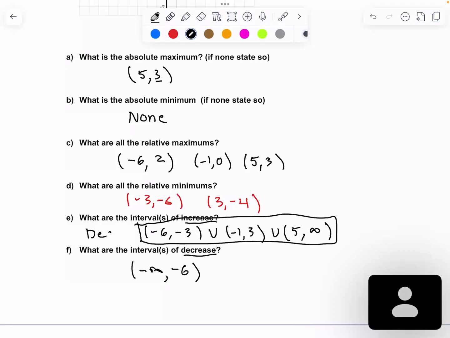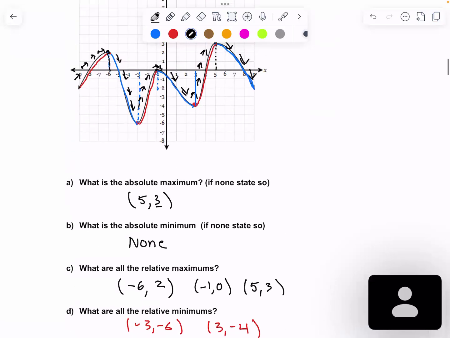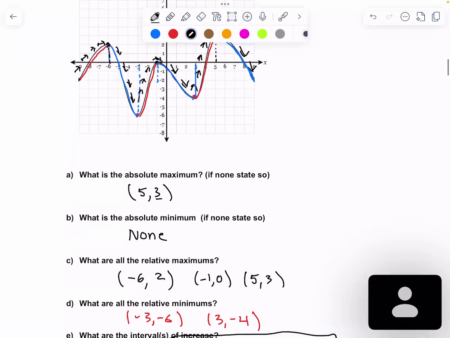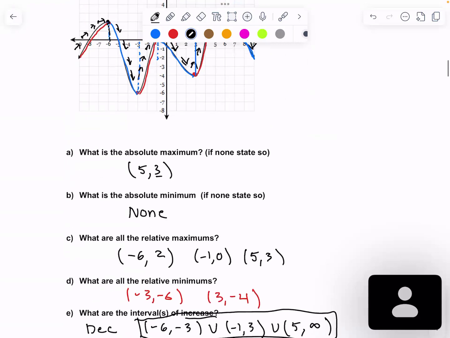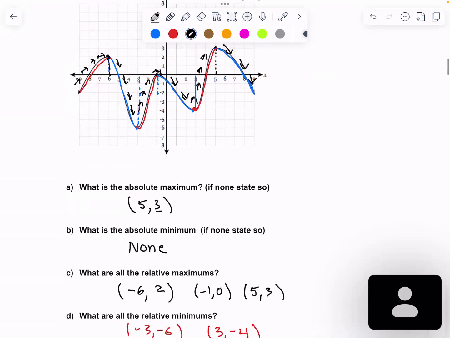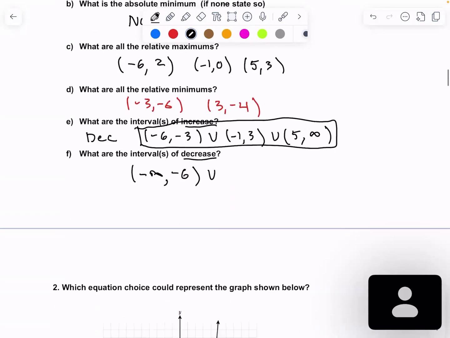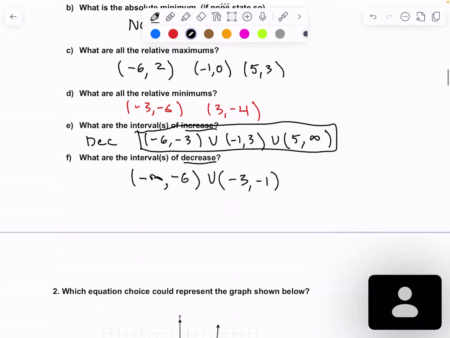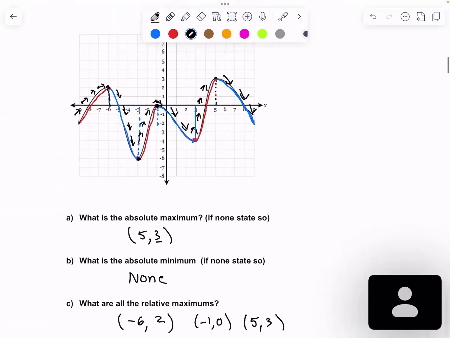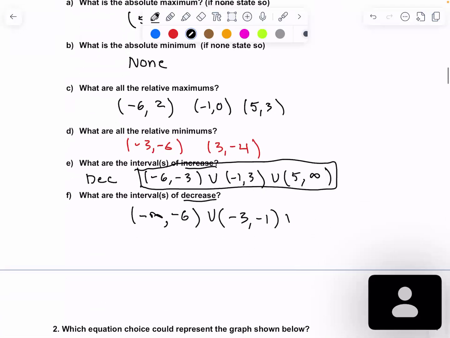Hopefully that doesn't confuse you. Okay, so now we're doing increasing because the arrows are going up, right? So negative infinity to -6, it's increasing, and then they're going up from here to here, which looks like -3 to -1. So it stops going up for a little bit, and then -3 to -1. And then it looks like it stops going up again because you have a little blue, and then went from 3 to 5. It's increasing.